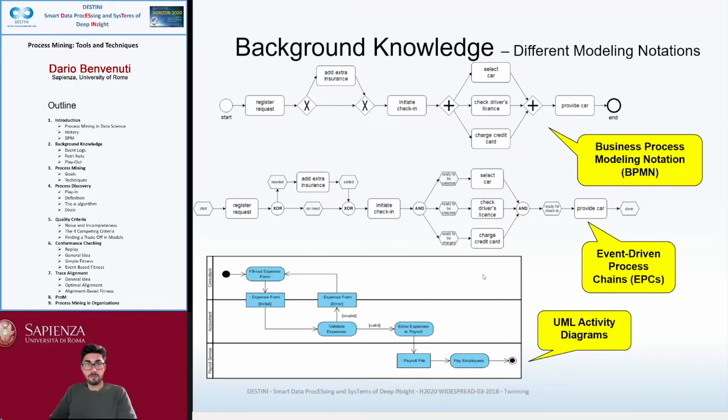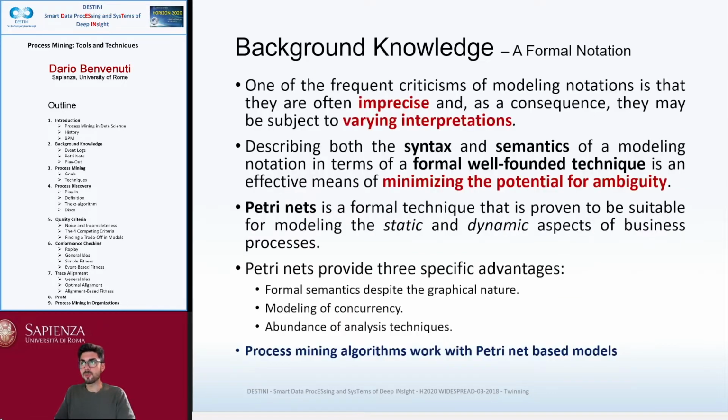Another thing that's very important to understand is that processes can be modeled in a lot of different ways with different modeling notations. Examples of that are BPMN, event-driven process chains, or even UML, for example. But there is a lot of discussion about which notation could be the best to model processes. And we could say that some are imprecise, and a lot of them could have varying interpretations.